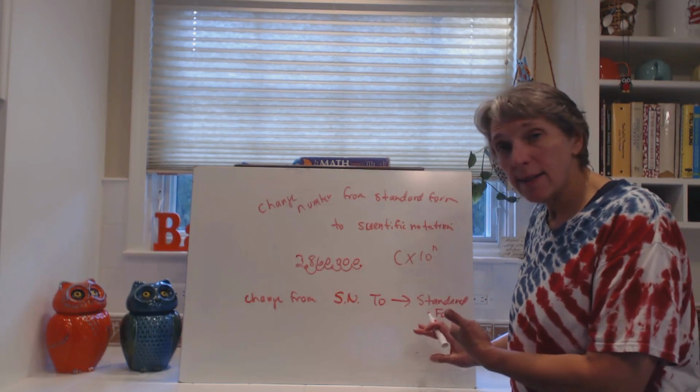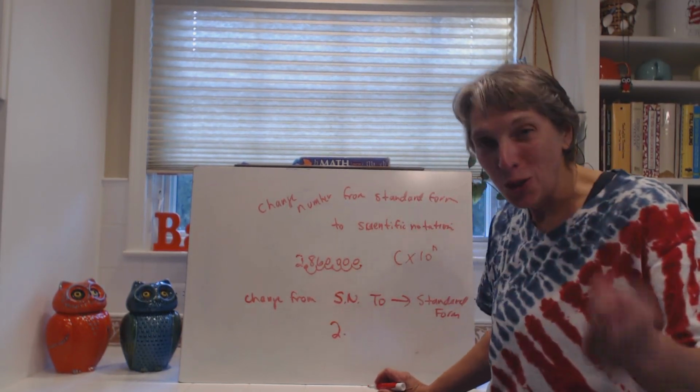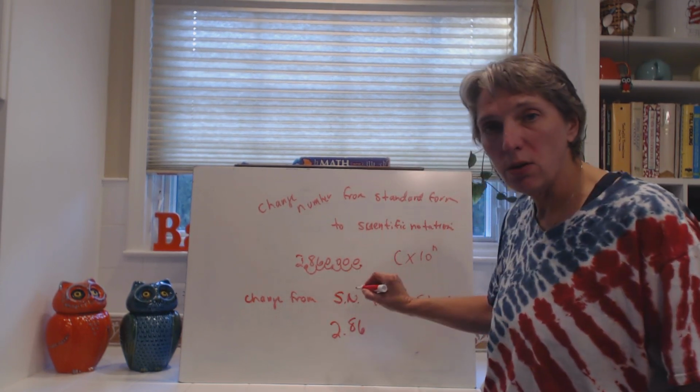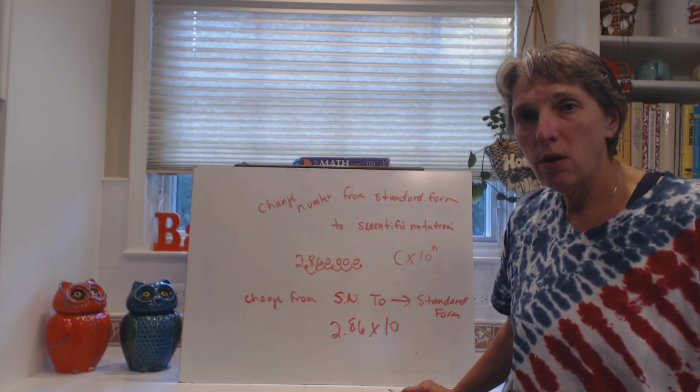So we rewrite 2.86, because we don't need all these zeros, times 10 to the what power? 6.